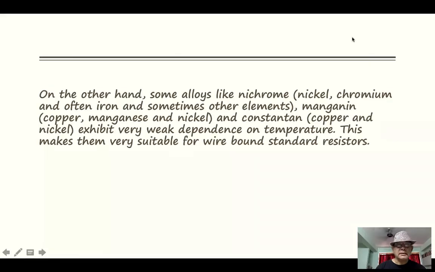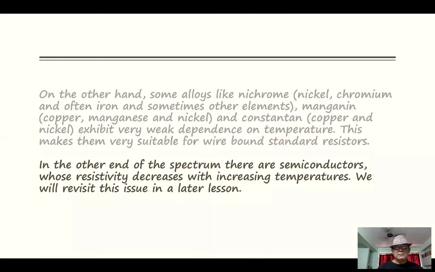On the other hand, some alloys like nichrome (nickel, chromium, and often iron, and sometimes other elements), manganin (copper, manganese, and nickel), and constantan (copper and nickel) exhibit very weak dependence on temperature. This makes them very suitable for wire-bound standard resistors. At the other end of the spectrum, there are semiconductors whose resistivity decreases with increasing temperature. We will revisit this issue in a later lesson.